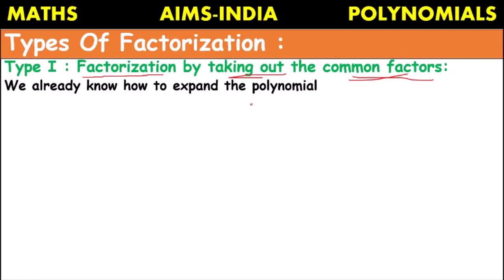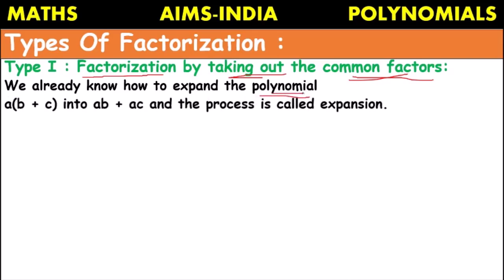So we already know how to expand the polynomial. Suppose a into b plus c is there. Now I want to expand it. So how can I expand a into b plus c? According to the distributive property, I can write it as ab plus ac. So this process is called expansion.